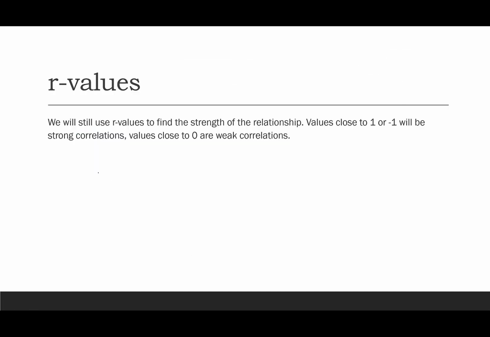Let's take a quick look back at our R values, which was our correlation coefficient. We're still going to use our R values to find the strength of the relationship. Values close to 1 or negative 1 will be strong correlations. Values closer to 0 are weak correlations. When you're doing your comparisons, if you had to compare 0.9 to 0.7 to negative 0.3 or negative 0.95, and you had to say which one has the strongest correlation, the negative 0.95 would be your answer. When you're looking at correlation numbers, it doesn't matter if it's positive or negative, it's close to 1 or negative 1 that you're looking for.